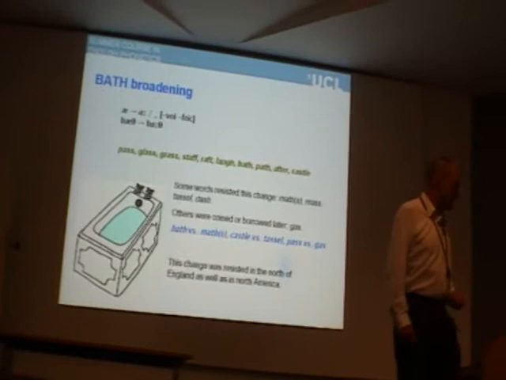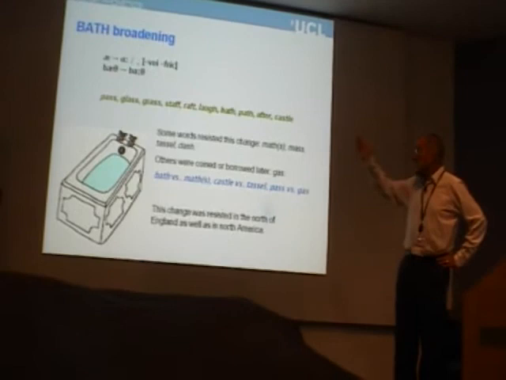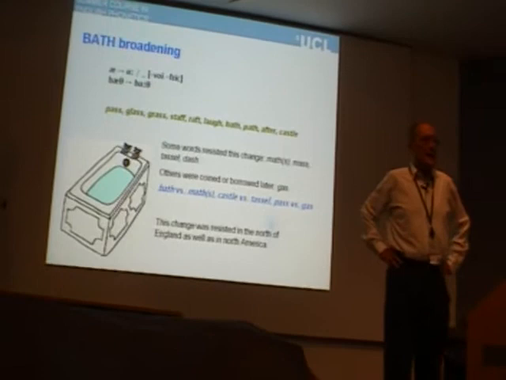Well, this change was resisted in the north of England and also, as you may well know, in North America. So Americans, generally speaking, have the lineal descendant of the short vowel, not of the long vowel. Americans use a different vowel in bath than they do in father. In the south of England and in RP, we have the same vowel in bath and in father.